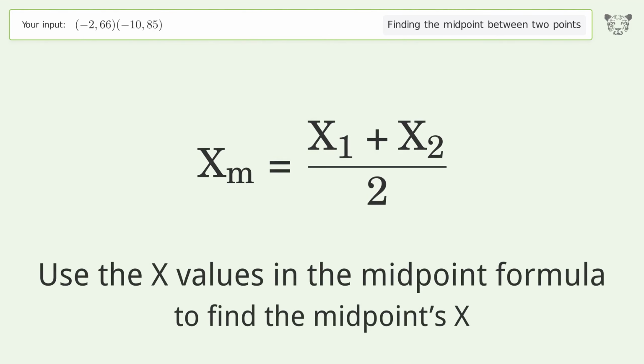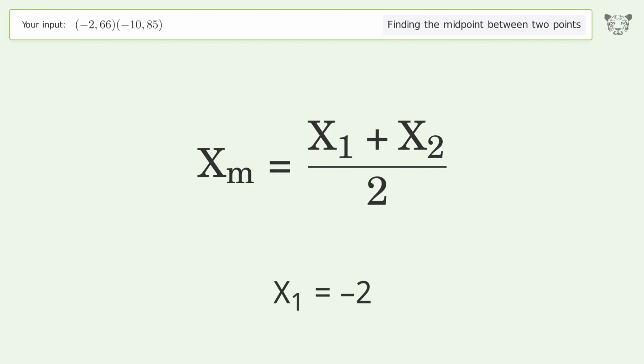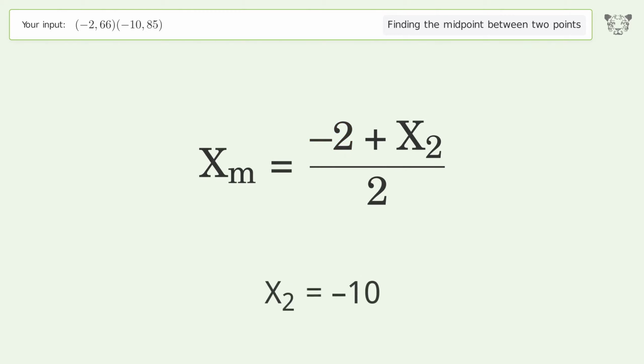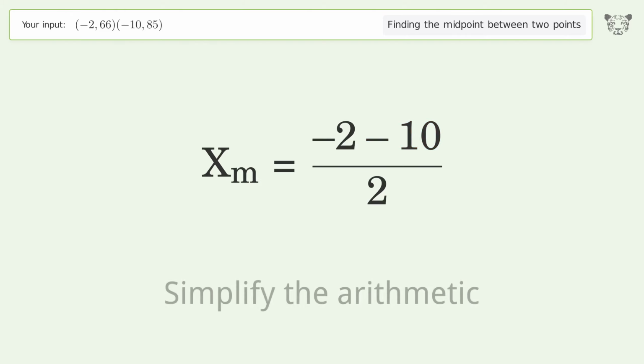Use the x values in the midpoint formula to find the midpoint's x. x1 equals -2. x2 equals -10. Simplify the arithmetic.